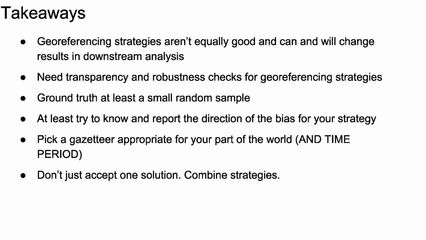So my takeaways are going to be: georeferencing strategies aren't equally good and can and will change your downstream results. It matters. As a field, we need transparency and robustness checks for georeferencing strategies. It has to get into the same pipeline as every other robustness check for statistical analysis. We got lucky and had a ground truth for our data set because of the military map codes. You may not. And so what we recommend is you need to at least ground truth a small sample of your data. I don't know how to do that.